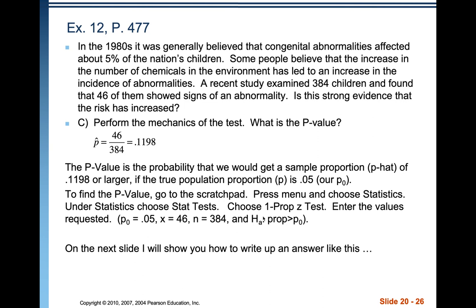To find the p-value, go to the scratch pad, press menu and choose statistics. Under statistics, choose stat test, choose one proportion z-test, and enter the values requested. Okay, so we have p naught equals 0.05, x equals 46, n equals 384, and our alternative is that the true proportion is actually greater than the hypothesized proportion.